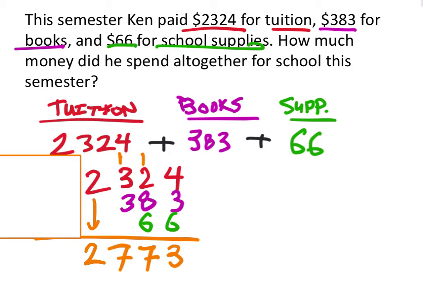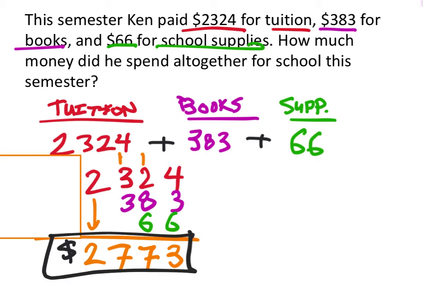So our sum, 2,773. But once again, just make sure you have these labeled right there. So it's actually $2,773. And again, that should make sense because we're talking about money here in terms of how much Ken paid for school this semester.